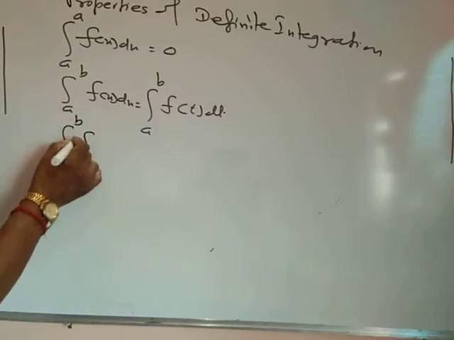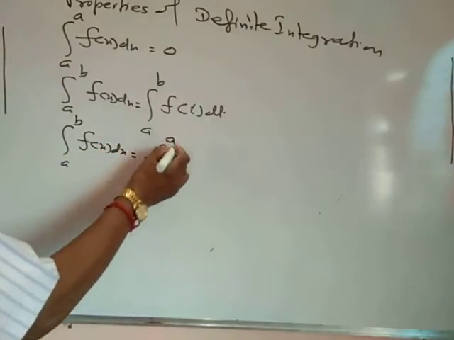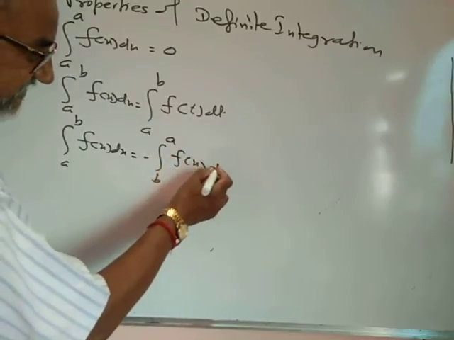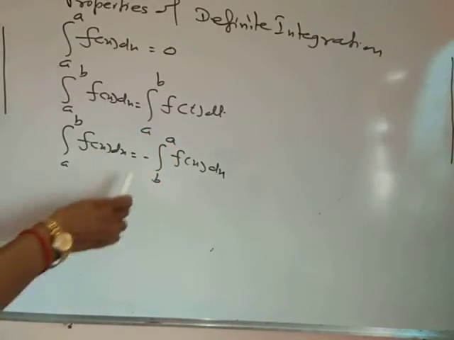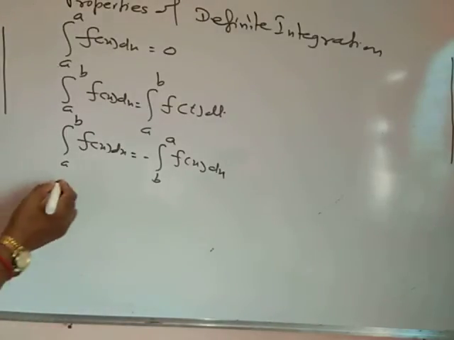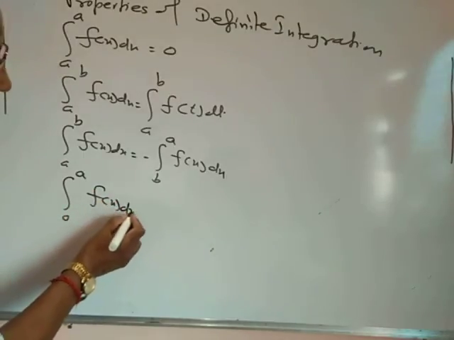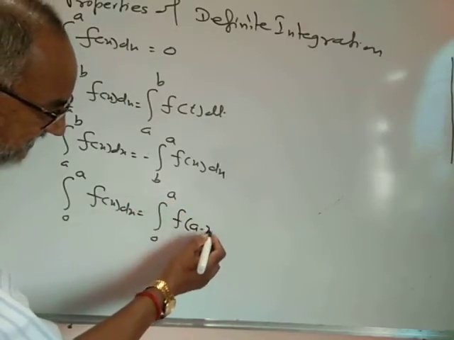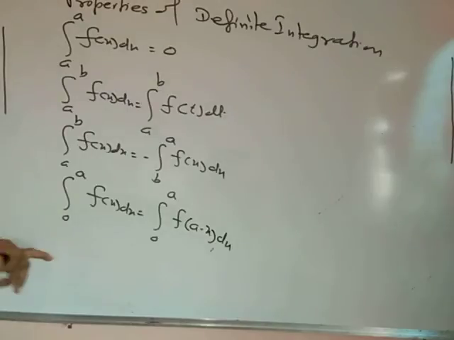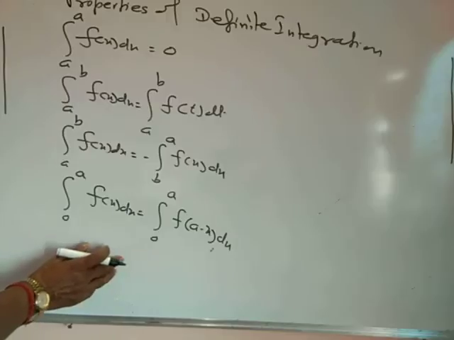Integral from a to b of f(x) dx is equal to minus integral from b to a of f(x) dx. That means if you change the limit, upper limit to lower, lower to upper, then the sign becomes minus. Integral from 0 to a of f(x) dx is equal to integral from 0 to a of f(a minus x) dx. This is a very important property and we use it maximum times for solving the problem.